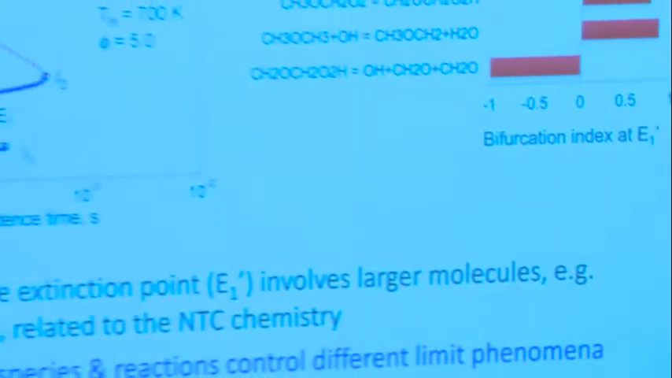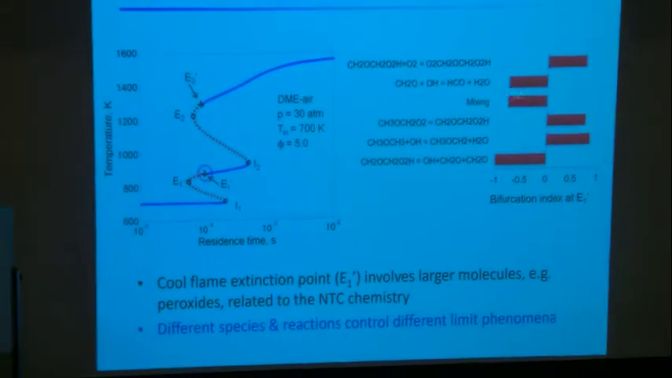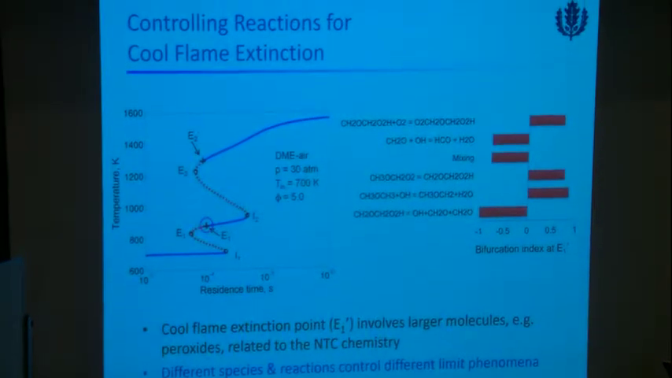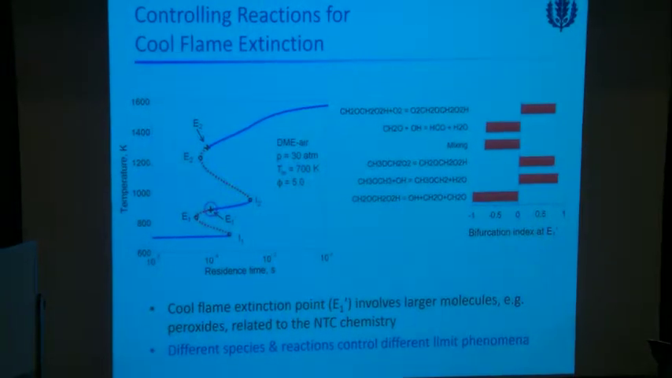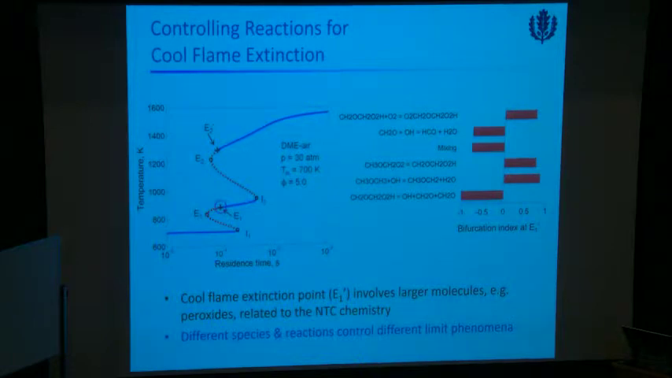This one tells you, if you look at extinction for cool flame, which reactions are important and controlling. You clearly see the mixing is here, and you get three reactions competing with each other. All of them are familiar if you are working on NTC chemistry or low temperature chemistry. You are familiar with the peroxides. This is OOH, the peroxide. All of them are chain branching steps at low temperatures. So this NTC chemistry fights with mixing and gives you the extinction for cool flame.